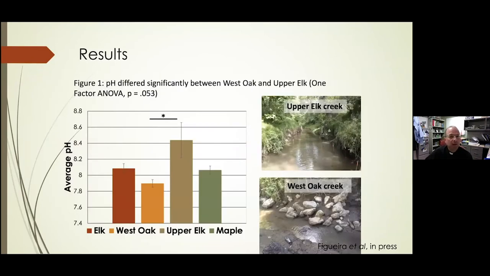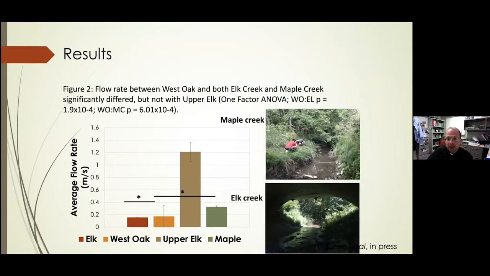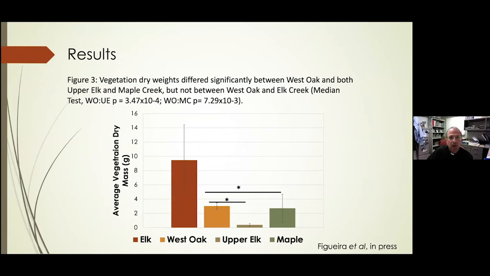So maybe looking at some of the other parameters, pH did differ significantly between West Oak and Upper Elk. So there was a little difference in pH. The flow rate also differed between West Oak and both Elk Creek and Maple, but not with Upper Elk. And vegetation dry weights also differed significantly between West Oak and both Upper Elk and Maple Creek, but not between West Oak and Elk Creek.